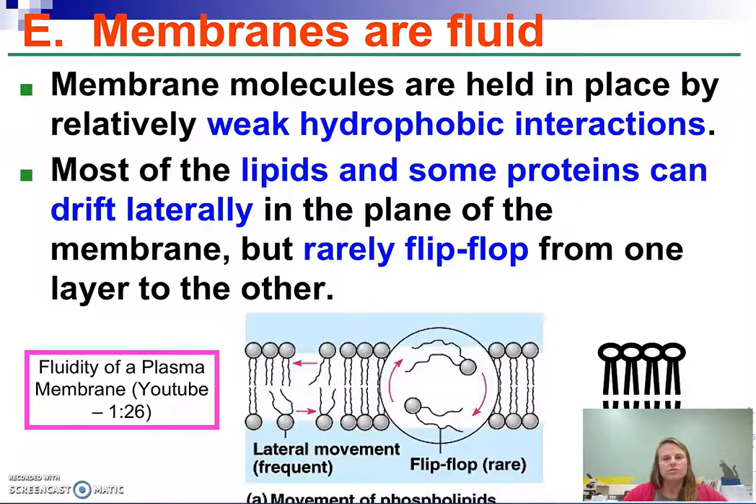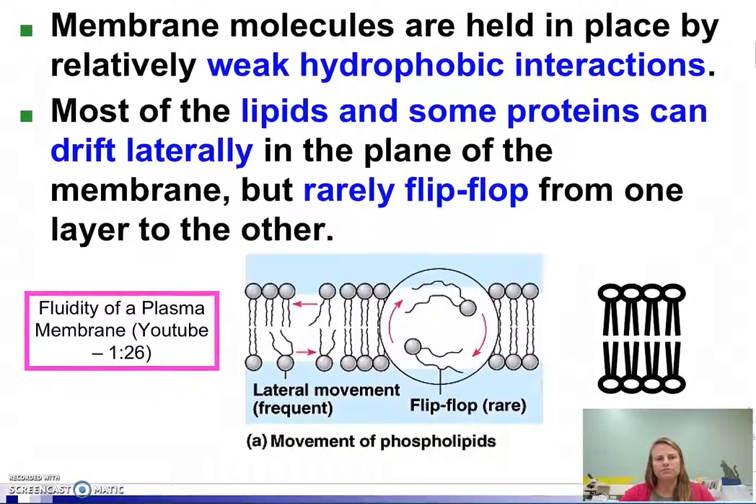Today I'd like to talk to you about the fluidity of membranes. We learned that the fluid mosaic model is accepted by scientists as the current arrangement of the phospholipids and proteins in a plasma membrane. Well, what does that fluid part mean?